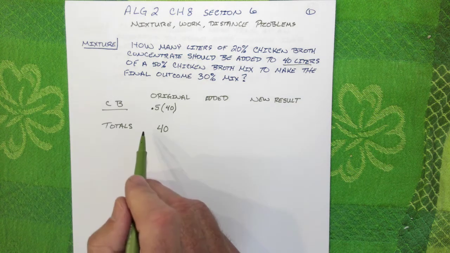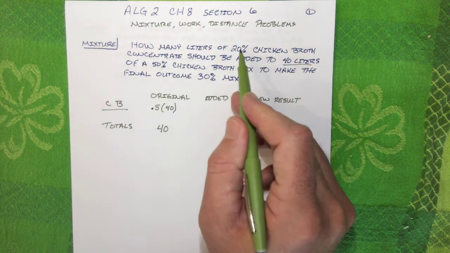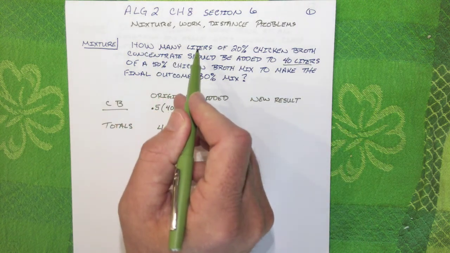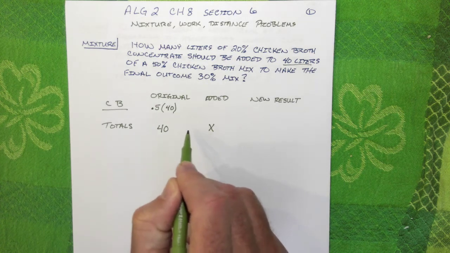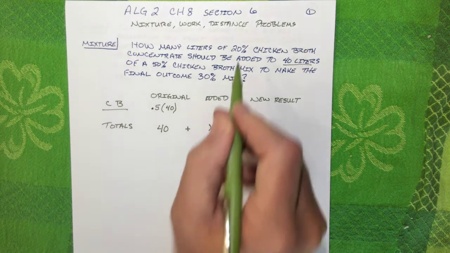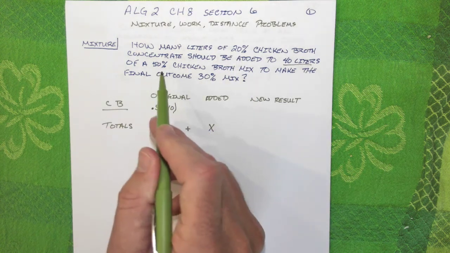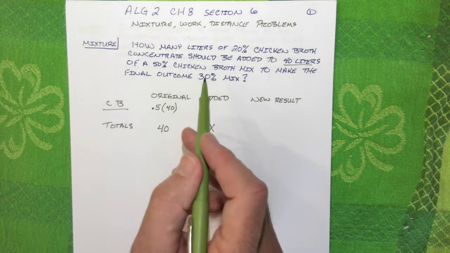Okay? So we added something to this, right? Yeah, a 20% broth, but we don't know how many liters of it. So something was added to this, X amount. We had 40 liters, we added X amount of this, trying to do what? Dilute this down to here. Now somebody will just say, well, I'll just throw water in there. Well, if you throw too much water in there, then you get off your 30%.